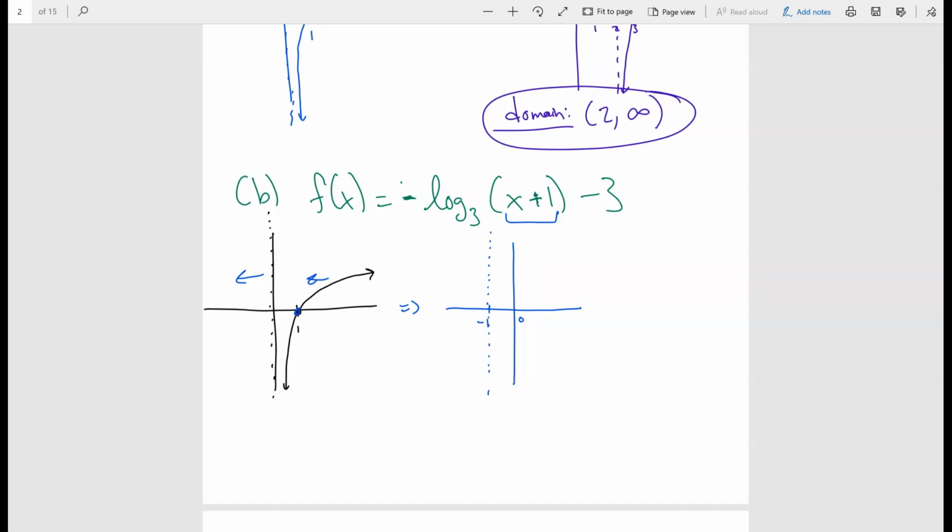Okay. This 1 is going to move over. So now it's going to be at 0. Okay. And now we're just going to graph it. Okay, so it looks something like this.